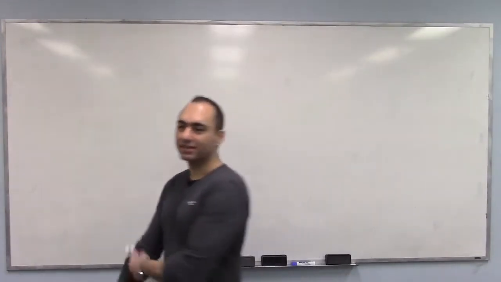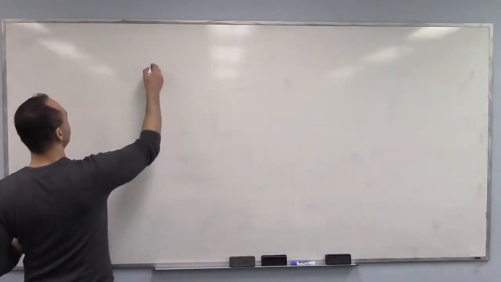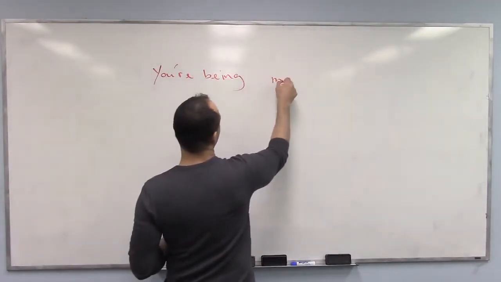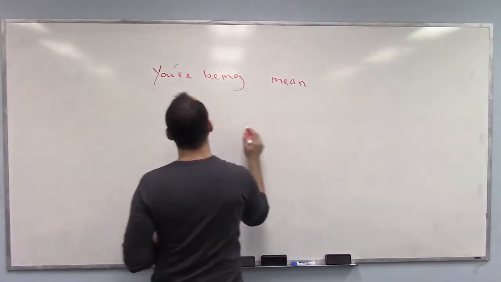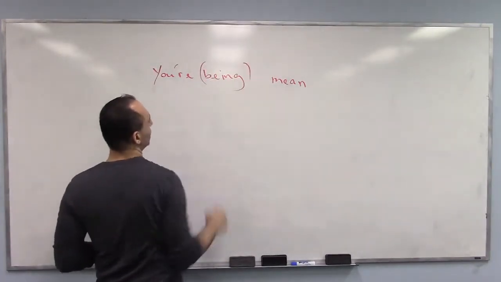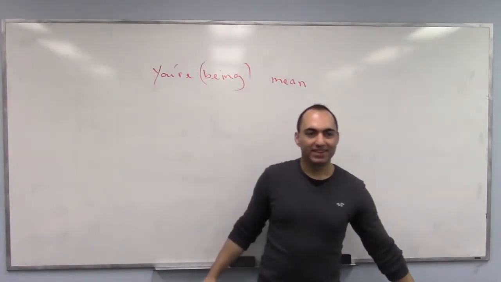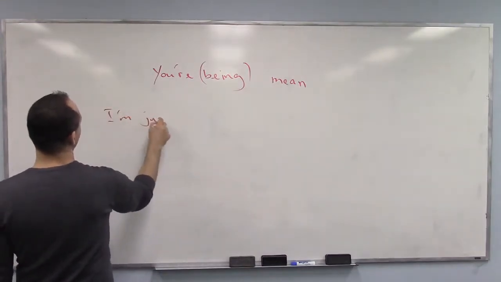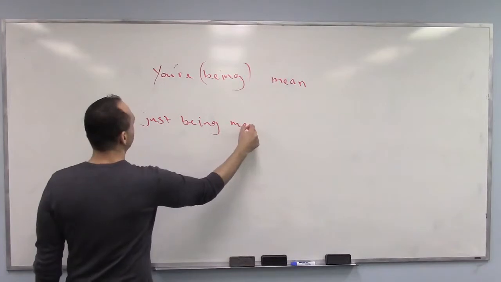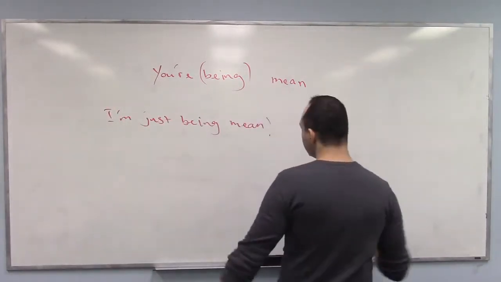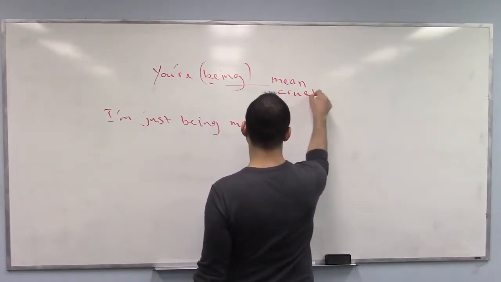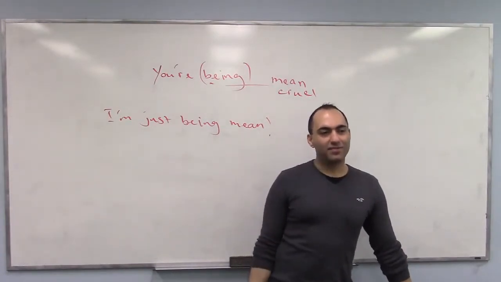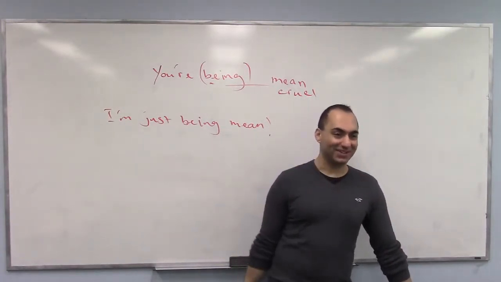Have you heard the structure, you're being mean? You're being something. You're being mean is different from you're mean. So if you say you're being mean, it's different from you're mean, right? If I say I'm just being mean, you can say you're being cruel. You're being mean. You hear this a lot. If I'm being mean, it means I'm doing something mean and I know it at that point.